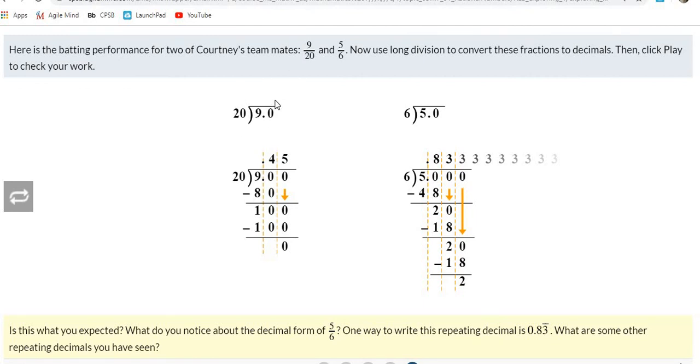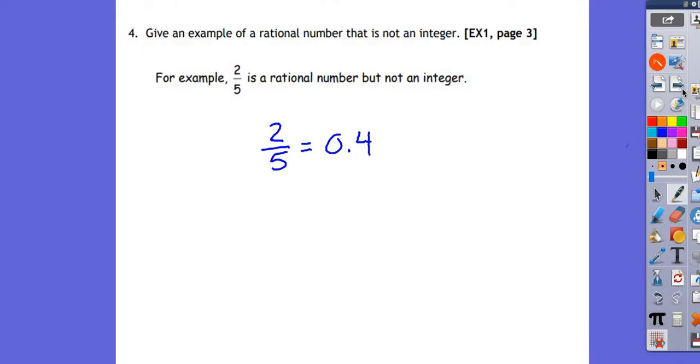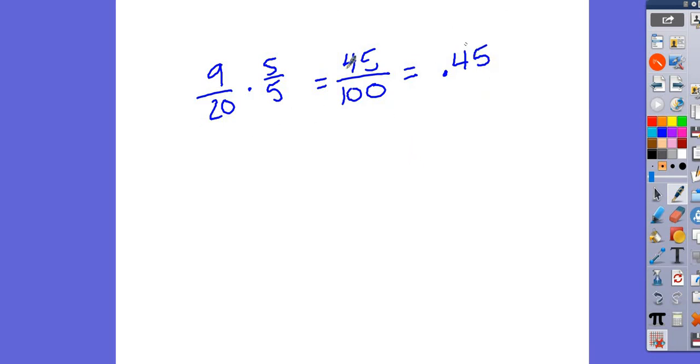I probably would have done 9/20ths as a fraction. I would have gone 9/20ths. I want to get this to 100. 20 times what gives me 100? This 5. So multiply the numerator times 5 as well. 9 times 5 gives me 45. So that means this is 0.45 as a decimal. It's probably how I would have worked that fraction, because I know 20 can go into 100.